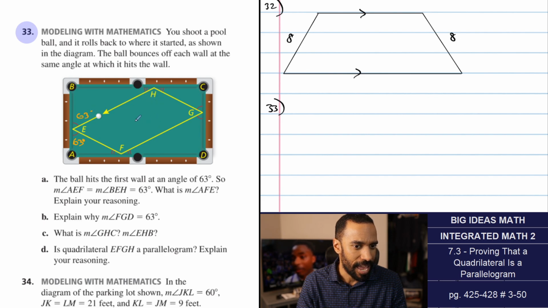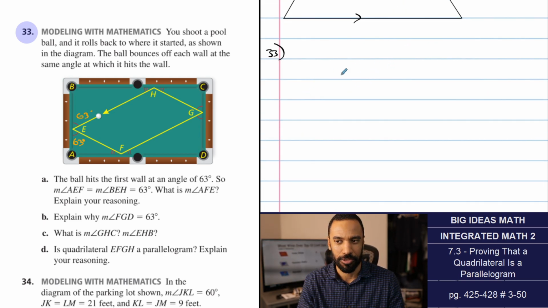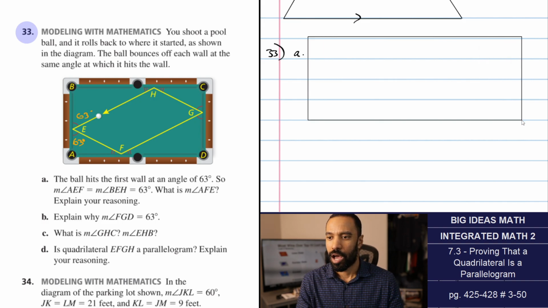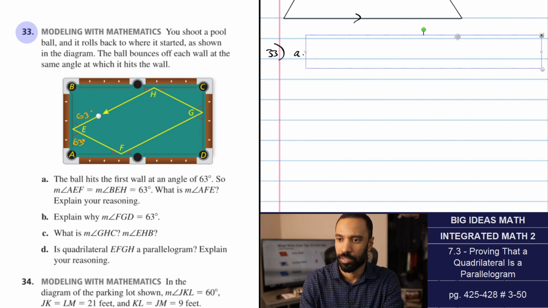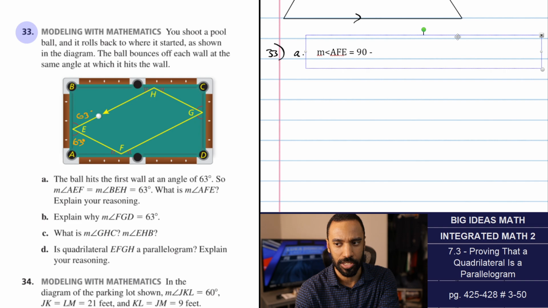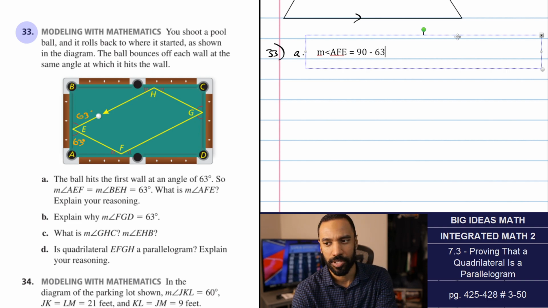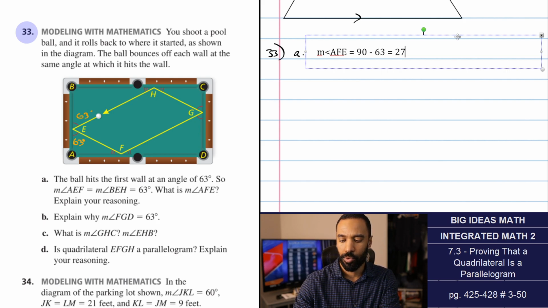What is the measure of angle AFE? Explain your reasoning. I don't know what this has to do with the parallelogram yet. But on the first one, part A, those parts are 63. The measure of angle AFE is going to be 90 minus 63. So here's the thing. It says explain your reasoning. These are complementary angles together. So 27 degrees.